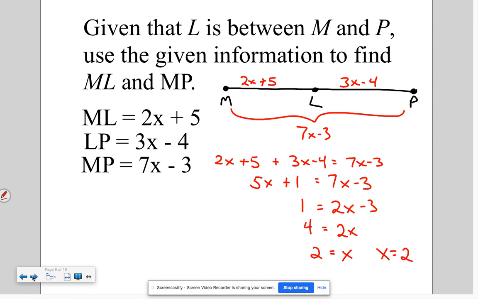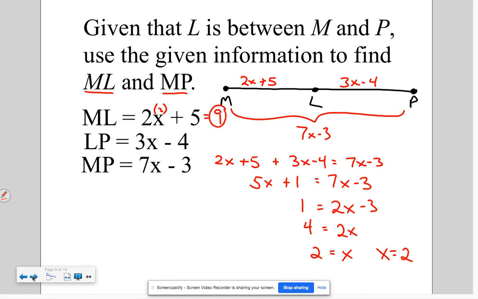Now we didn't need to solve for x as far as what we're looking to give as an answer to this problem. We have to figure out what ML and MP are. So I have to plug 2 in for x. So for ML, 2 times 2 is 4, and 4 plus 5 is 9. There's one of my answers.